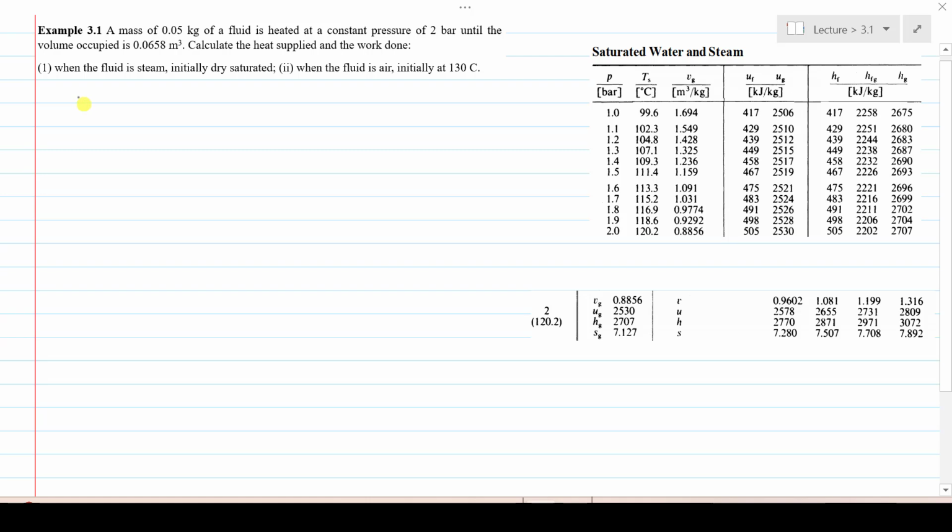Let's first write the given data. The mass of the fluid is 0.05 kg. The pressures P1 and P2 are the same because the process takes place at constant pressure, and it is 2 bar, which means 2 multiplied by 10 to the power 5 Newton per meter square. The final volume V2 is 0.0658 meter cube. We need to calculate the heat transfer and the work done by the fluid.